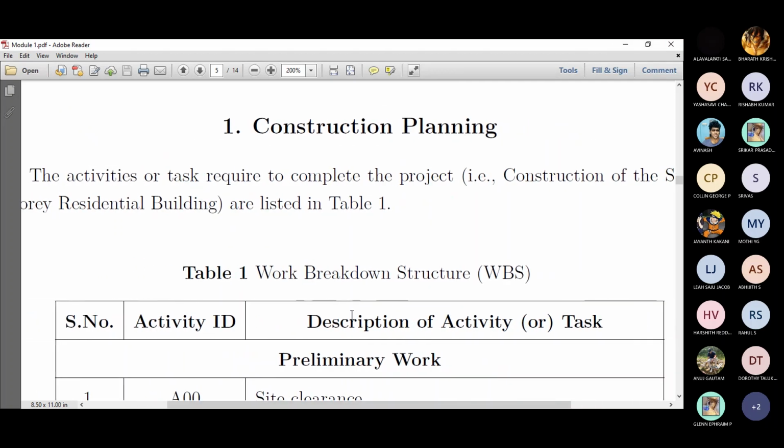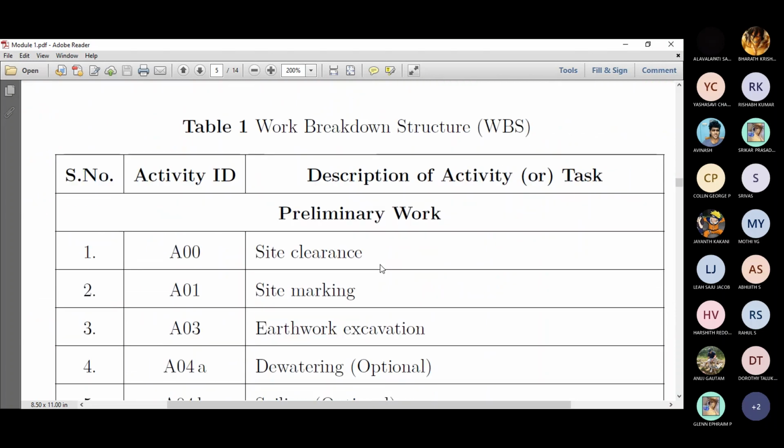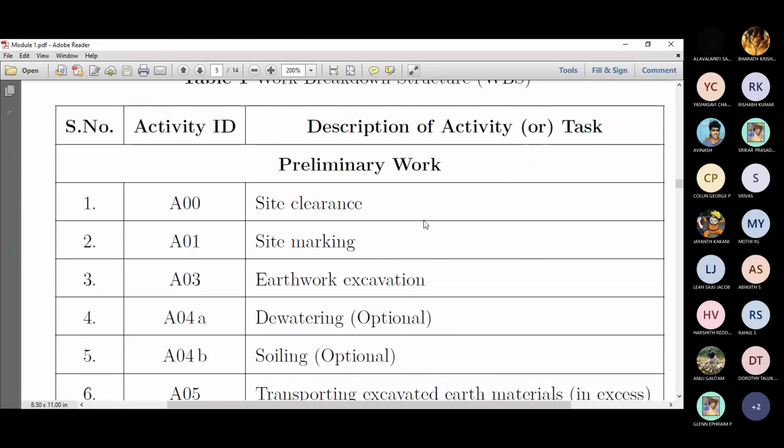To accomplish the construction of a single story residential building, the one I just showed you, the first and foremost important thing is the activity ID. Why do we need to codify the activities? There are a huge number of activities, right? So it would be very difficult to represent that in a Gantt chart that we will be developing in the next lecture, right?